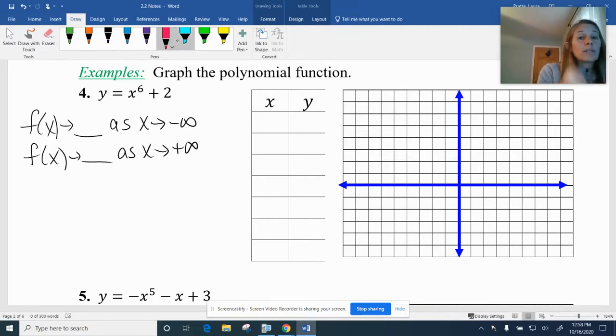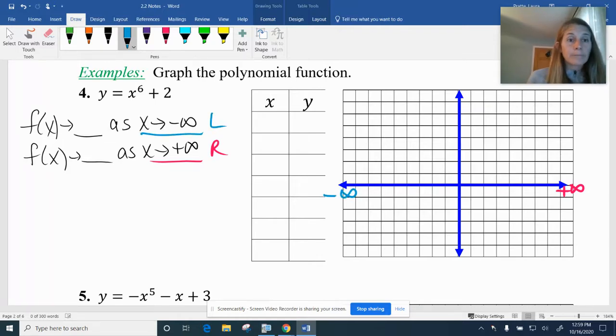Okay, so once again, the right side, x is approaching positive infinity. That's the right side. The left side of our graph, x is approaching negative infinity, right?